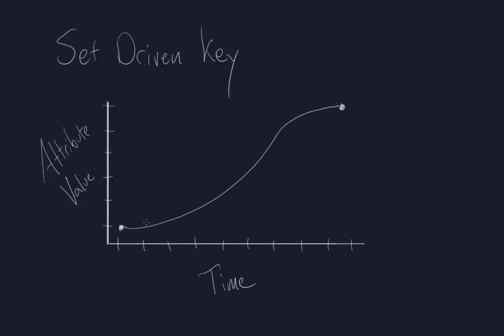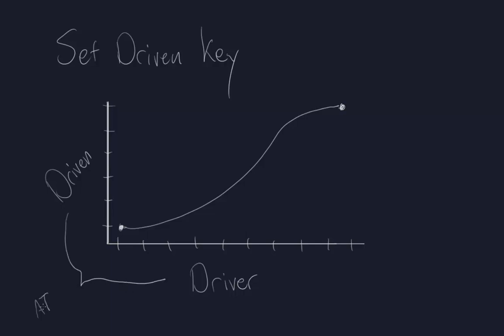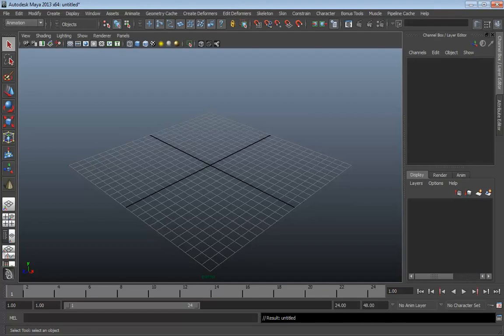Time just constantly moves forward, and that pushes your values, and your attribute value responds due to that driving force. Well, that's how you can think of set-driven key, except running horizontally, you have what is called the driver, and running vertically, you have what is called the driven. These are both just attribute values. So, understanding just that, let me create a very simple set-driven key scenario over here inside of Maya.